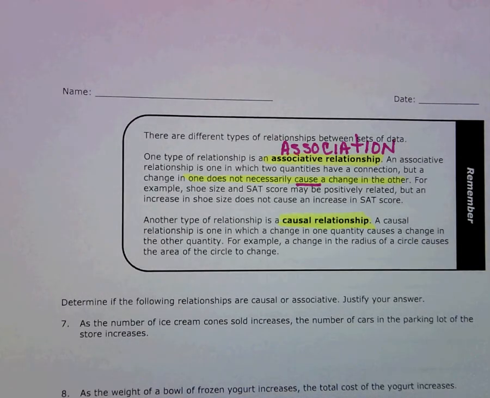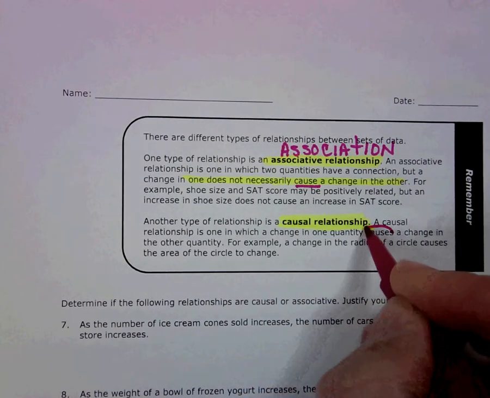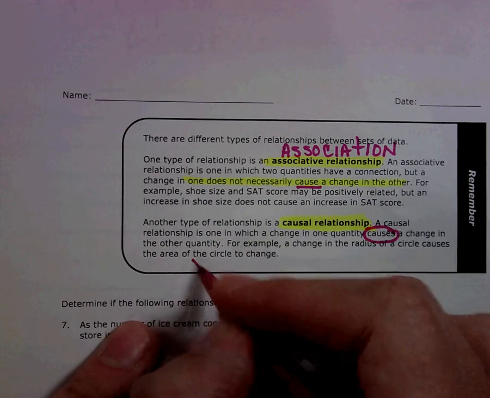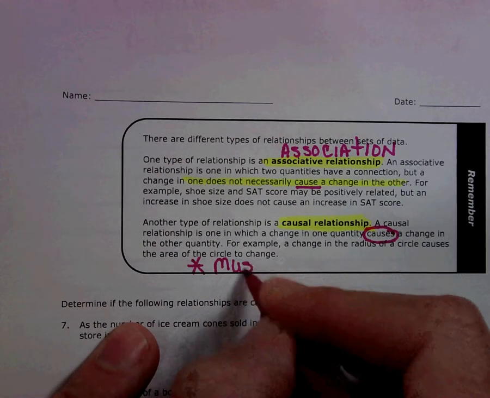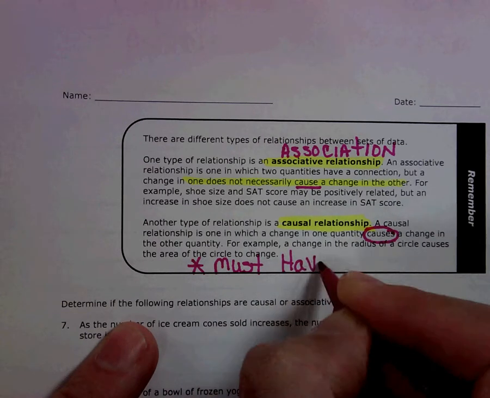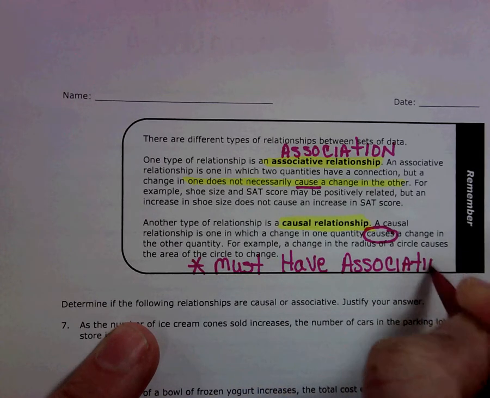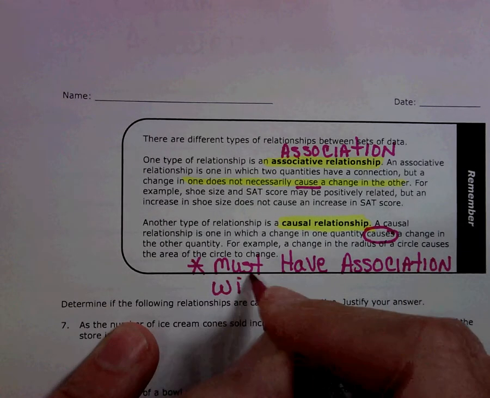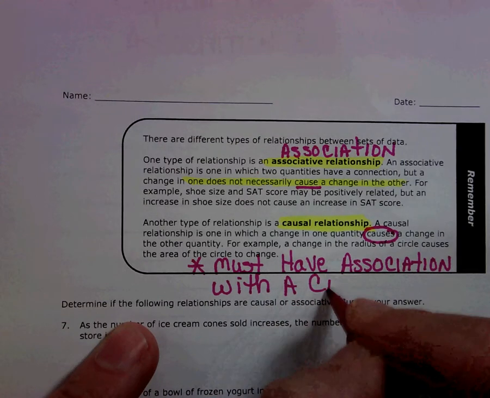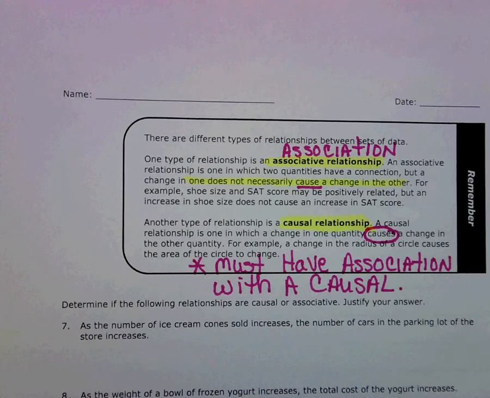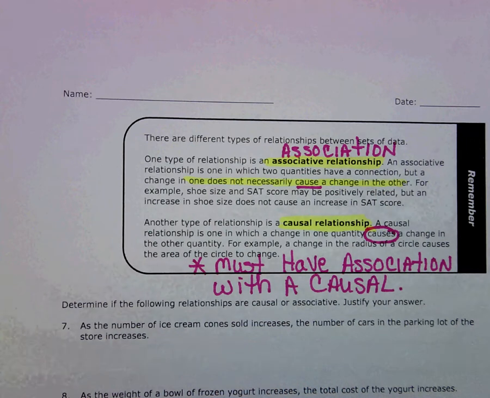And the difference here is that a causal relationship does cause the change. And a key thing I want you to realize here is that you must have association with a causal relationship. And I want you to think about that. Why would there be association with a causal relationship? So when we talk about cause, it is actually causing it.